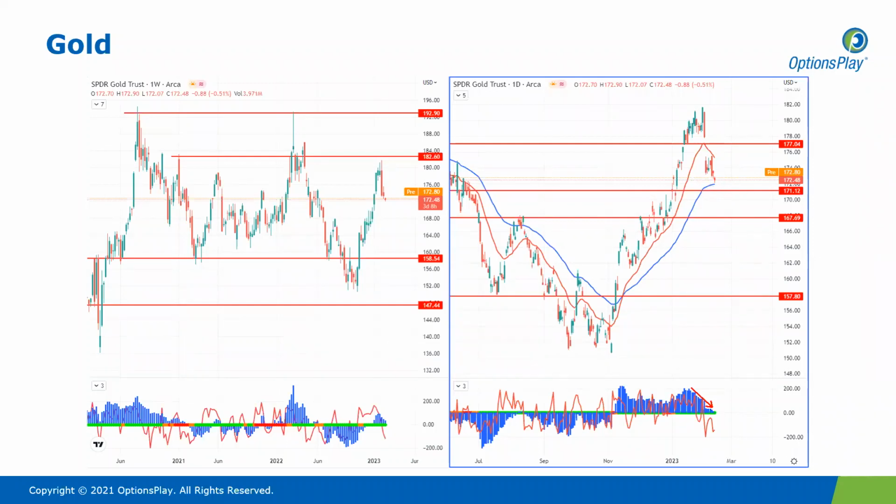I still believe gold will remain elevated for the next few months. The only tricky part is finding that buying opportunity. And now that we've had a nice pullback with gold, we could be in store for a short-term buying opportunity back to 177 or potentially even higher. Major resistance on the weekly time frame does sit at 182 and 192, however.